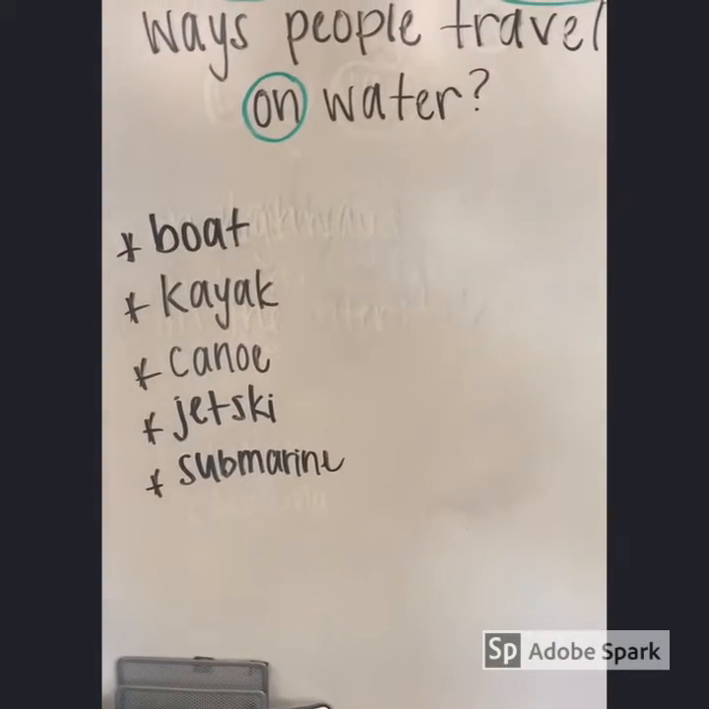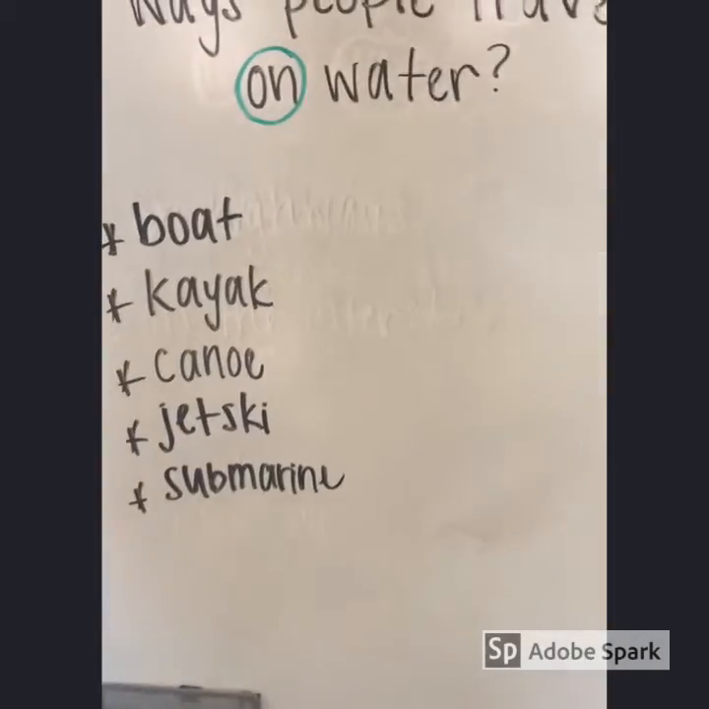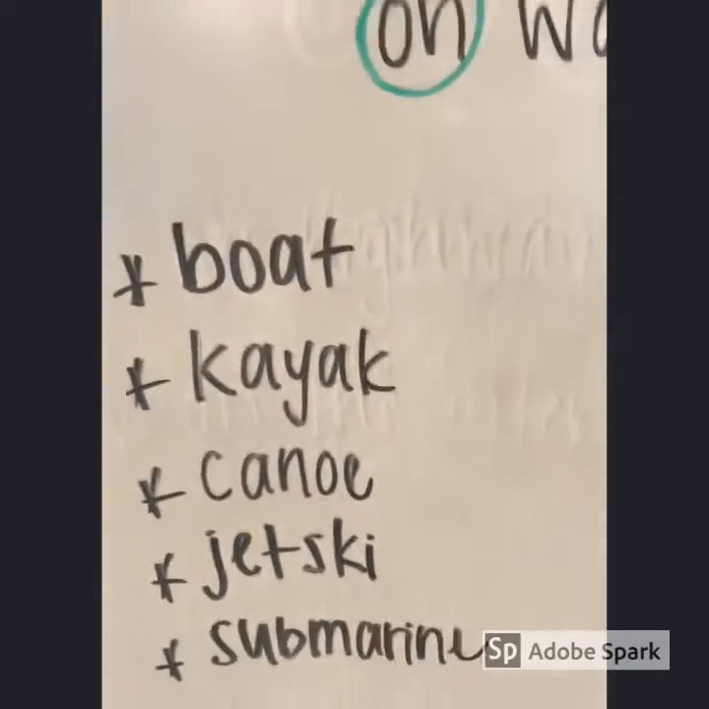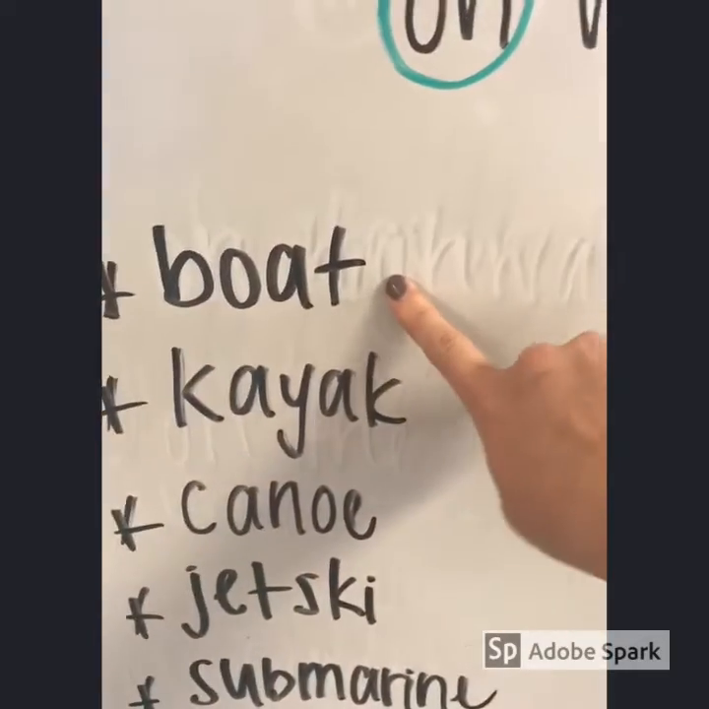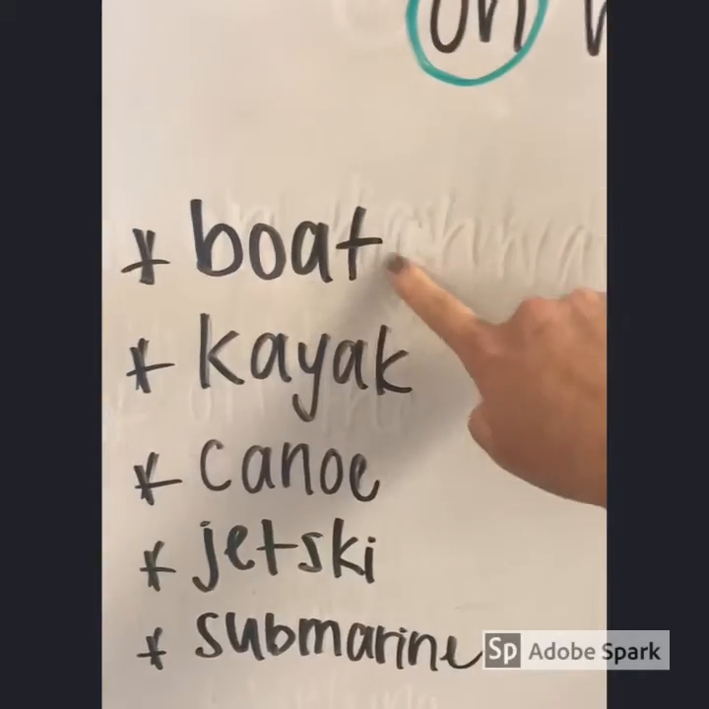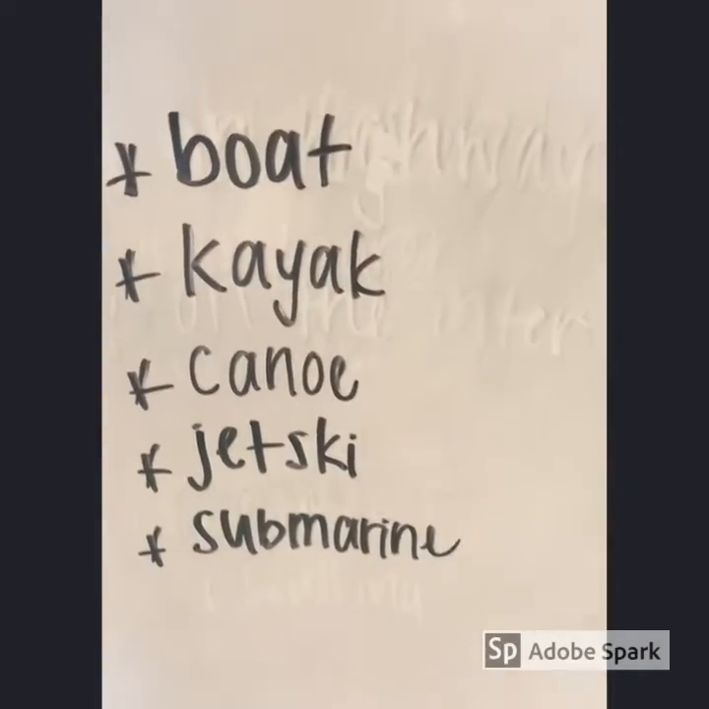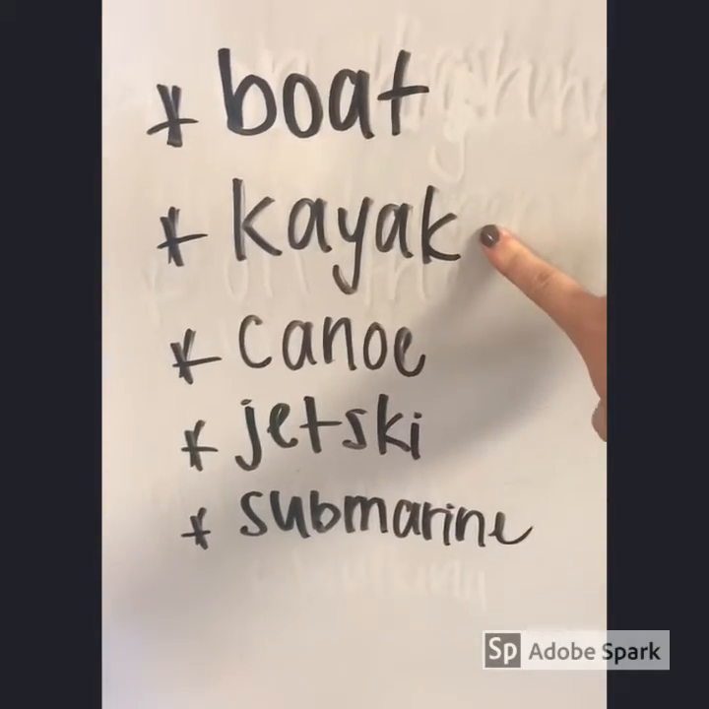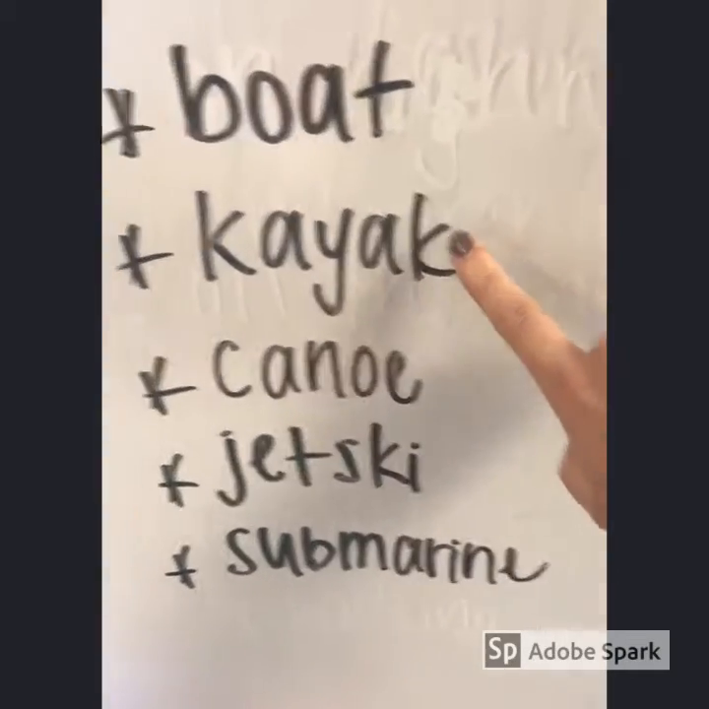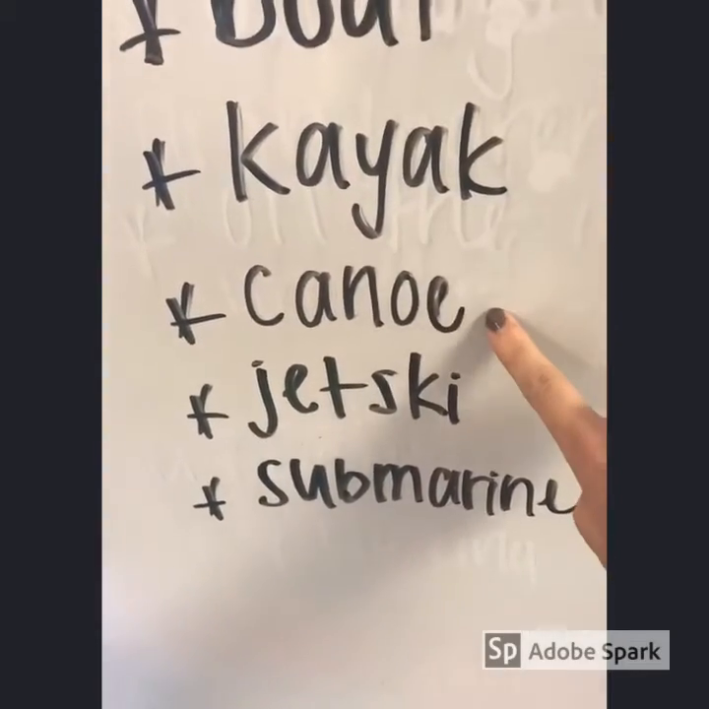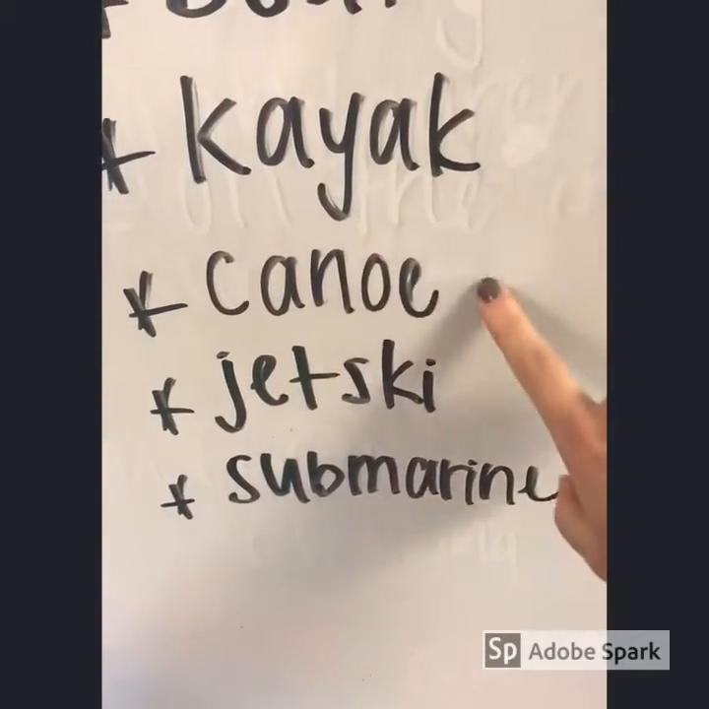Okay, so here are some of the ideas that I came up with. One that we should all be able to think of is a boat, right? There are lots of different kinds of boats, but we use boats to travel on water. That's probably the most common way to travel on water. Next one was our vocabulary word from the other day. This says kayak. And next to that I have canoe, because a kayak and a canoe are very similar.